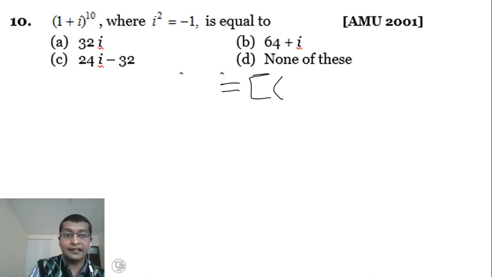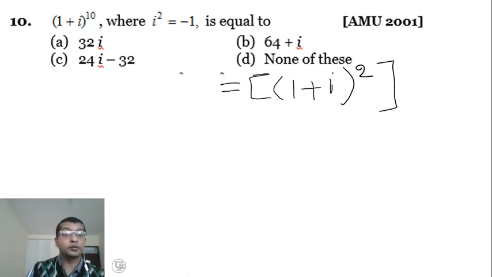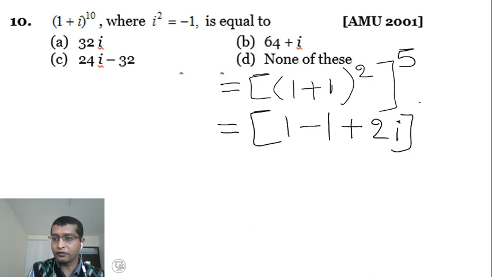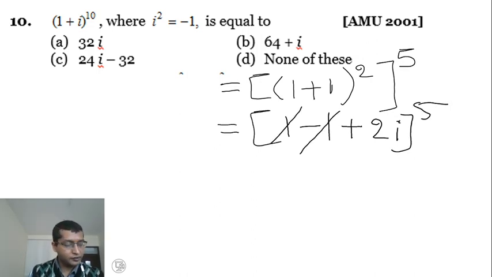So I take this as (1 + i) raised to 2, and 2 fives are 10 here. Further, we know this: (a + b) whole square is a square plus b square, where i square is minus 1, and 2ab, it is 2i, raised to 5. Then plus 1 minus 1 is going to cancel. So we get 2 raised to 5, last example we have solved, it is 32.